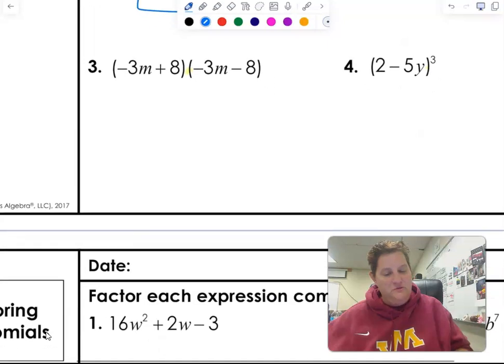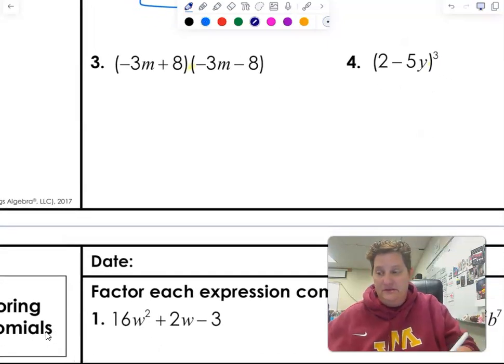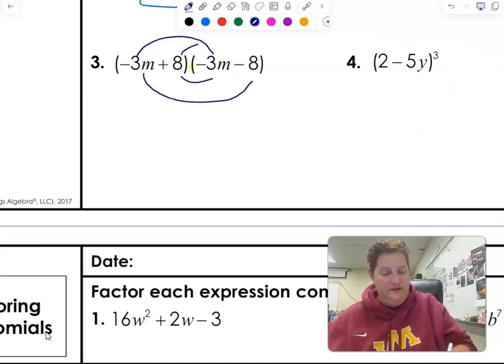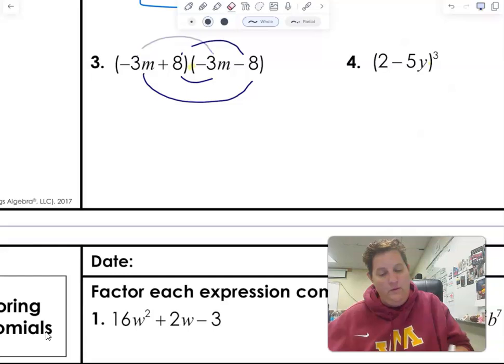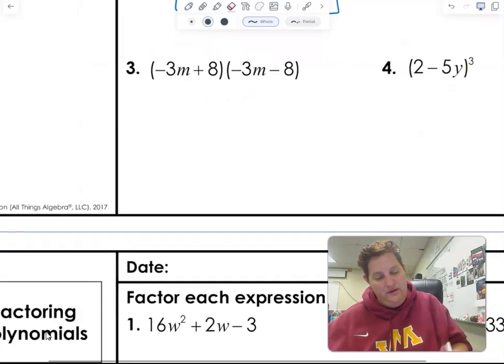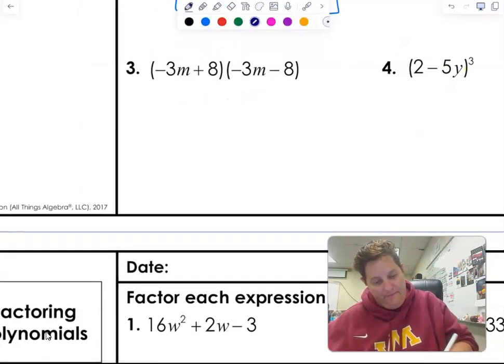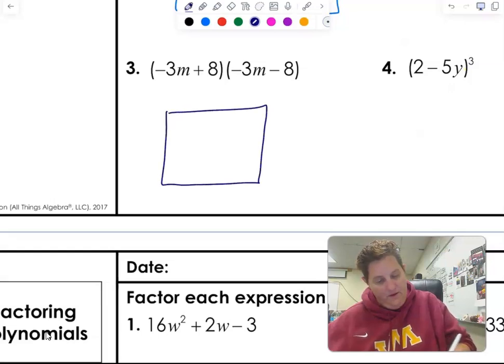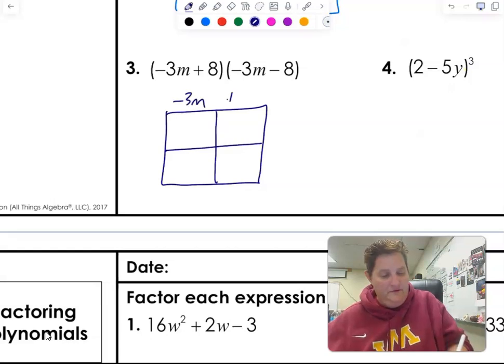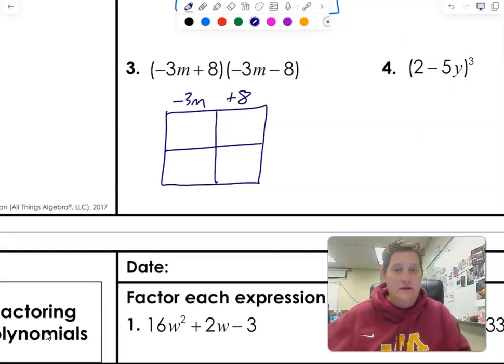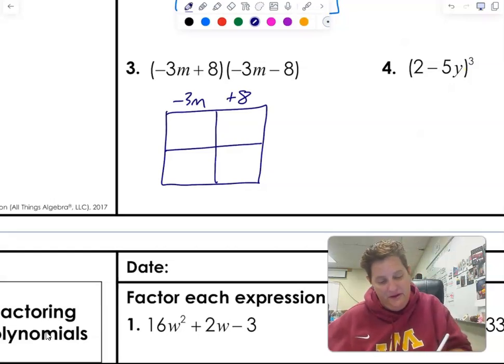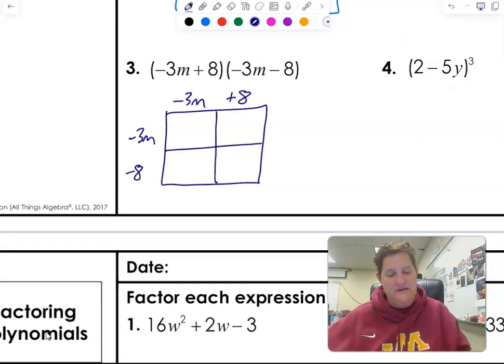Now, these ones were multiplying. You guys have the decision. You can either multiply first, outside, inside, last, like that, or we talked about how you can set up a box. It just helps you keep track of your steps a little bit. Put one of your terms at the top, that's negative 3m plus 8. Put the other one on the side, negative 3m minus 8, and multiply these together, okay?